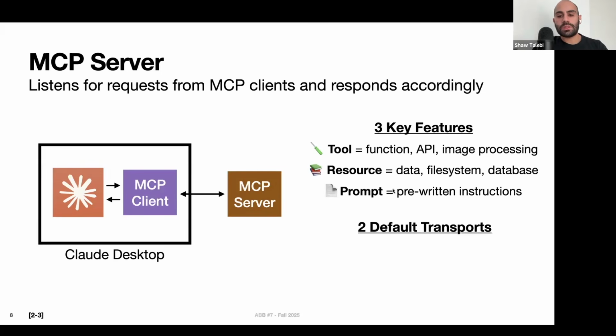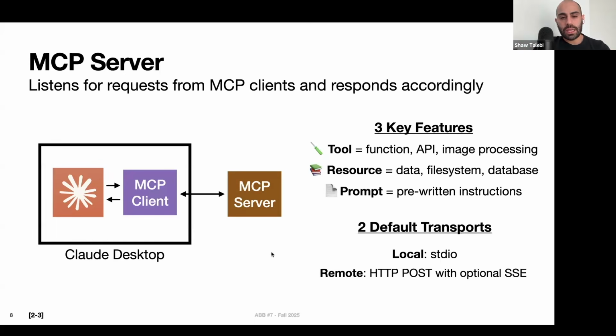The last thing we're talking about is the way you can facilitate the communication between the client and the server. The first and simplest way is locally. You can have everything running on your laptop, and this is facilitated by standard IO. This is great if you're just doing things locally, or if you're trying to develop your own MCP server, because you can test it locally.